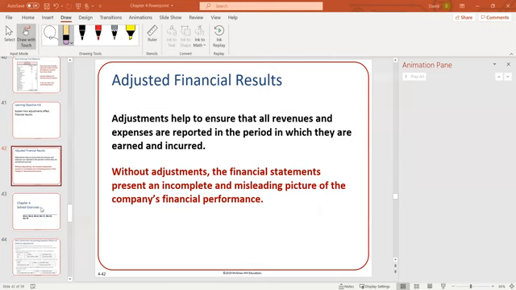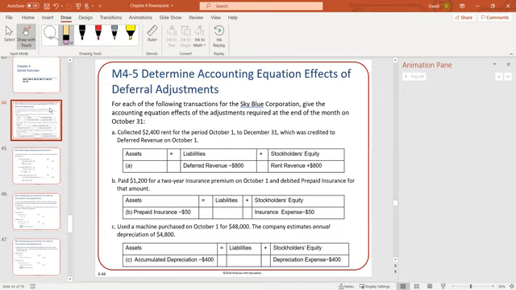Okay, so let's take a look at some exercises, some adjustments. On this one, again, watch the dates. This one is for Sky Blue Corp. They are going to give the accounting equation effects at the end of the month of October. So notice on part A, you've got collected rent. This is going to be a deferral, rent in advance, from October 1st to December 31st. And so notice what they did.